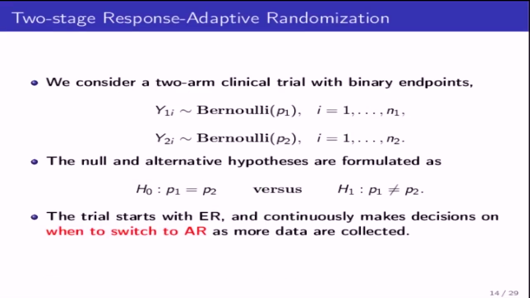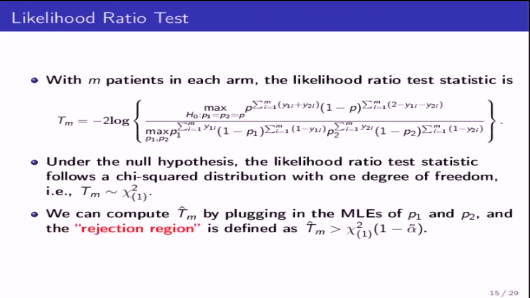So now let me talk about the two-stage response adaptive randomization. Let's consider a two-arm trial, a very simple setup, with a binary endpoint. Y1 and Y2 are Bernoulli random variables with parameters P1 and P2. The hypothesis is P1 equals P2. The first question I'm trying to address is, when do we switch to AR? Because we know the trial starts from ER, but the question is, when do we switch to AR?